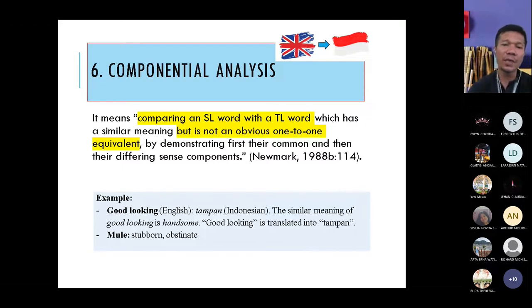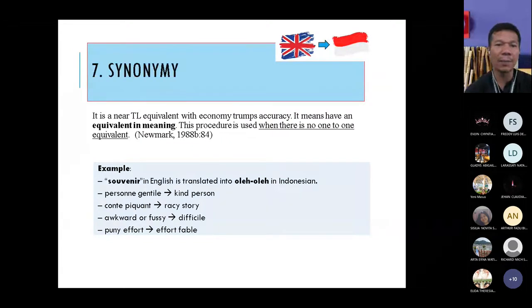Componential means that we try to find out the synonym in the same language first, and then from the synonym of the word, it is easier to find the similar meaning in the target text. But in number seven, synonymy means that from the source language, we try to find exactly the similar meaning, the synonymy in the target text, without finding the synonym in the same language, but directly finding the synonymy in the target text.